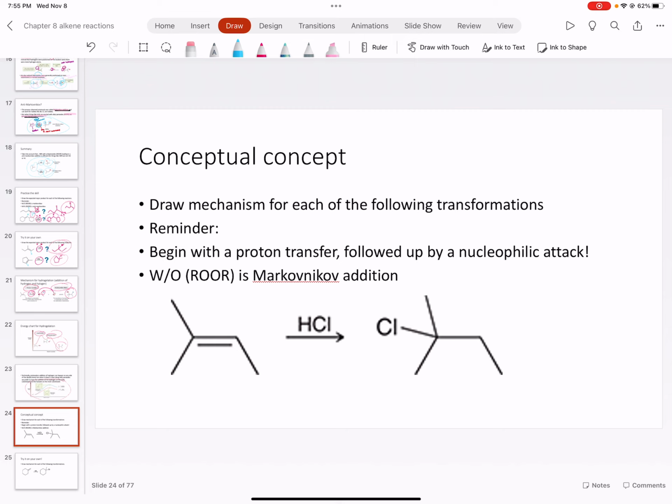I'm not sure if you technically have to know the mechanisms for this, but I would say so, because maybe if you do the mechanisms, it's a little bit easier for you to remember what happens, or why you get that product. Since this is an easy mechanism to remember, it will be quite nice to know this for exam purposes.